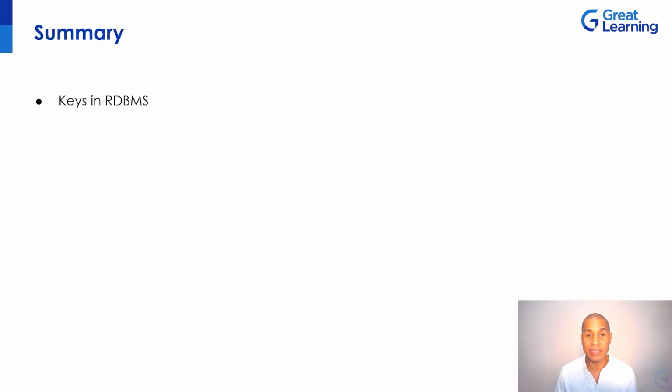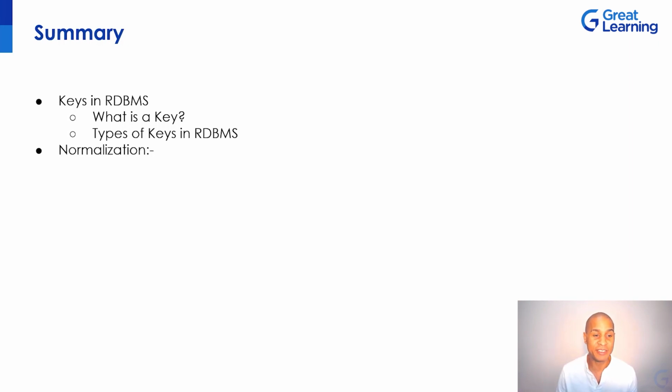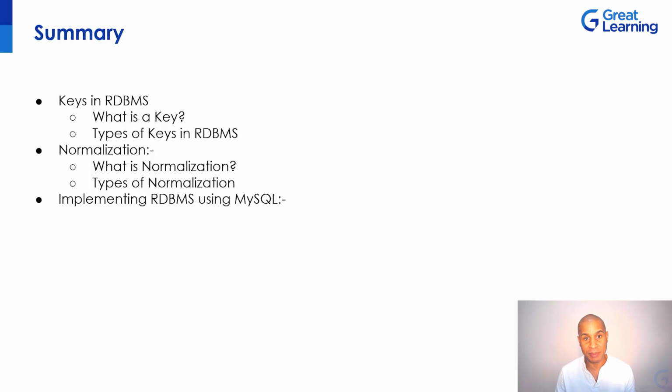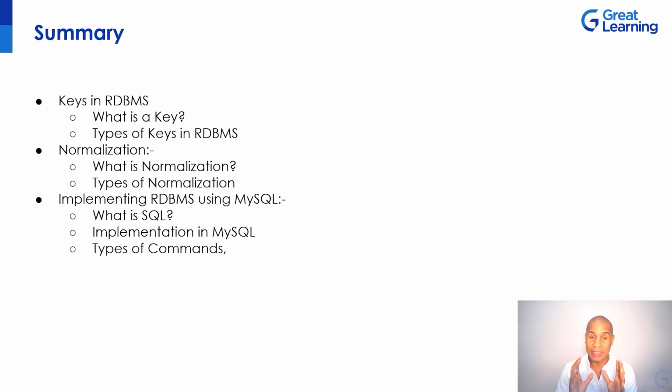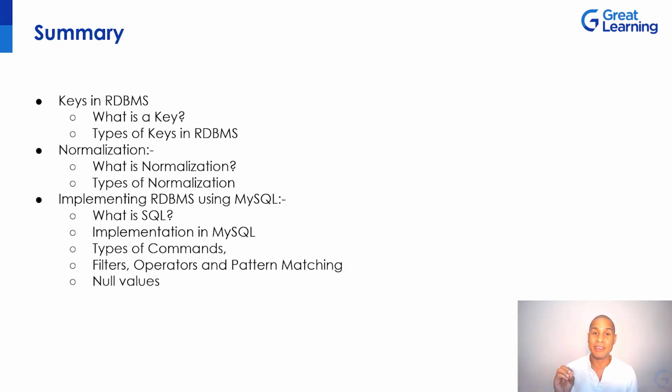We looked at some of the key concepts in relational database management systems like key types. We also looked at normalizations and normalization types. And lastly, we looked at implementing the relational database management system using MySQL. We understood what SQL was and how to use that. We implemented MySQL. We looked at some of the key commands in MySQL. We looked at filters, operators, and null values.